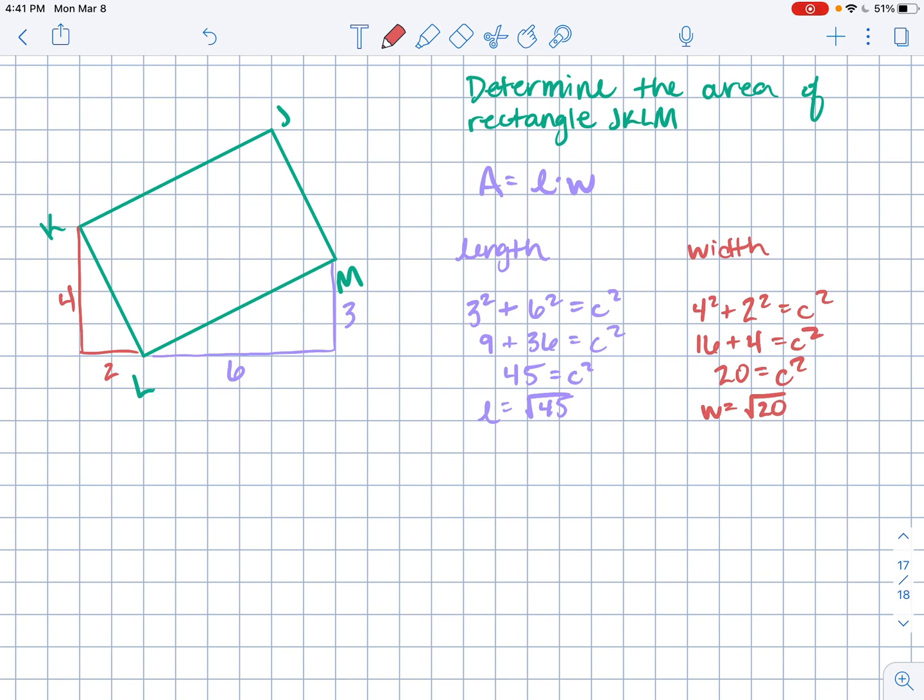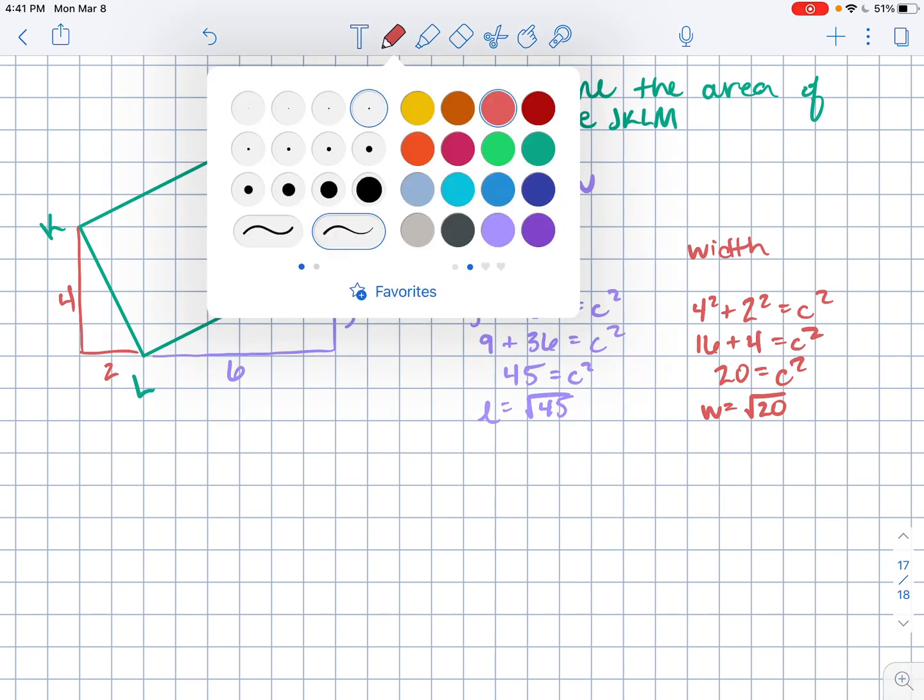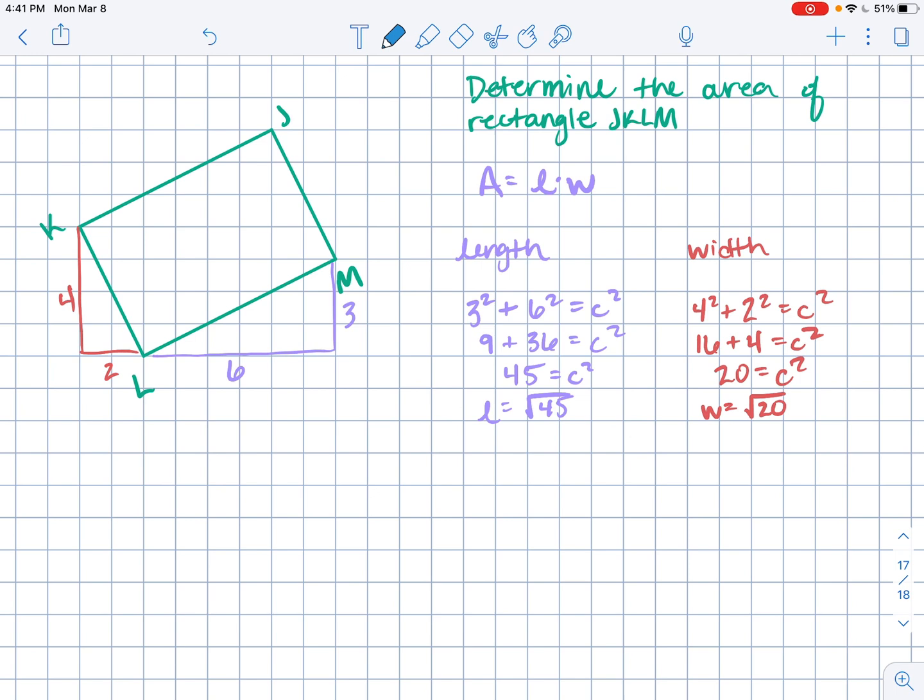is radical 20. Now I'm leaving the length and width in radical form because I don't want to round too quickly and then end up with a rounding error. So now I need to multiply them. The area will be radical 45 times radical 20.